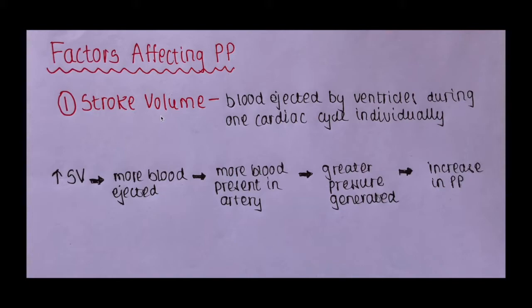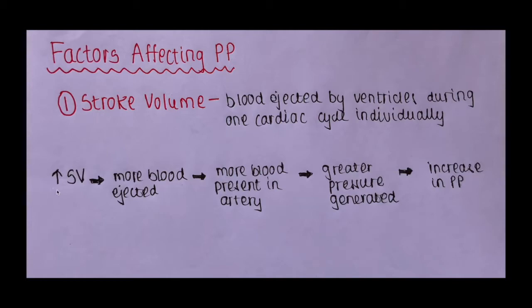Now, what are the factors that affect the pulse pressure? Number one is stroke volume. What is stroke volume? It is the blood ejected by ventricles during one cardiac cycle individually. That is one single ventricle ejecting the blood during one cardiac cycle. That amount is the stroke volume.